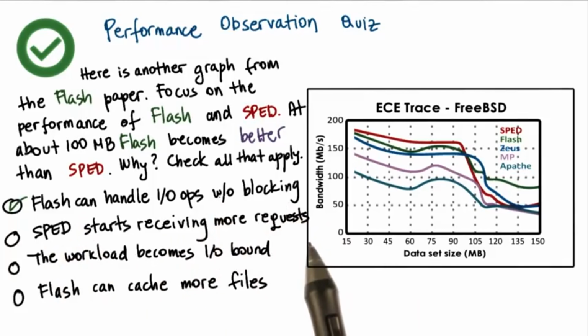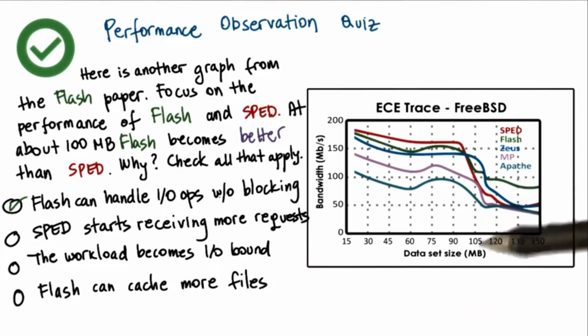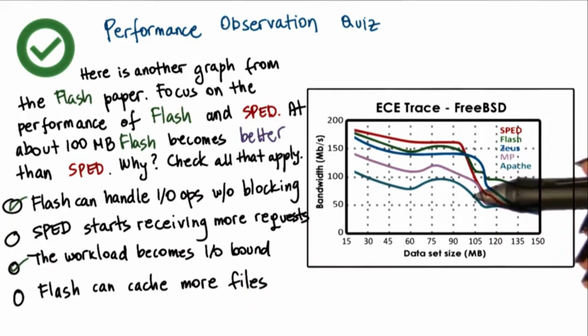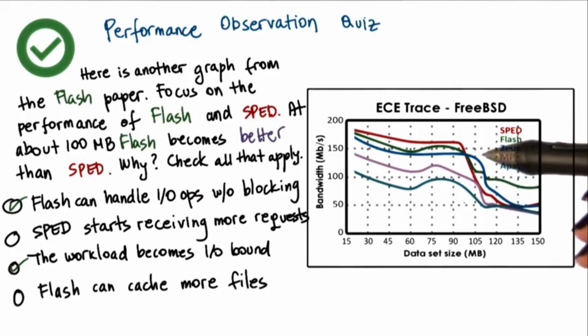The second answer really makes no sense. Both processes continue receiving the same number of requests in these experiments. The third answer is correct as well. At 100 megabytes, the workload size increases. It cannot fit in the cache as much as before, and so it becomes more I/O-bound. There are more I/O requests that are needed beyond this point.